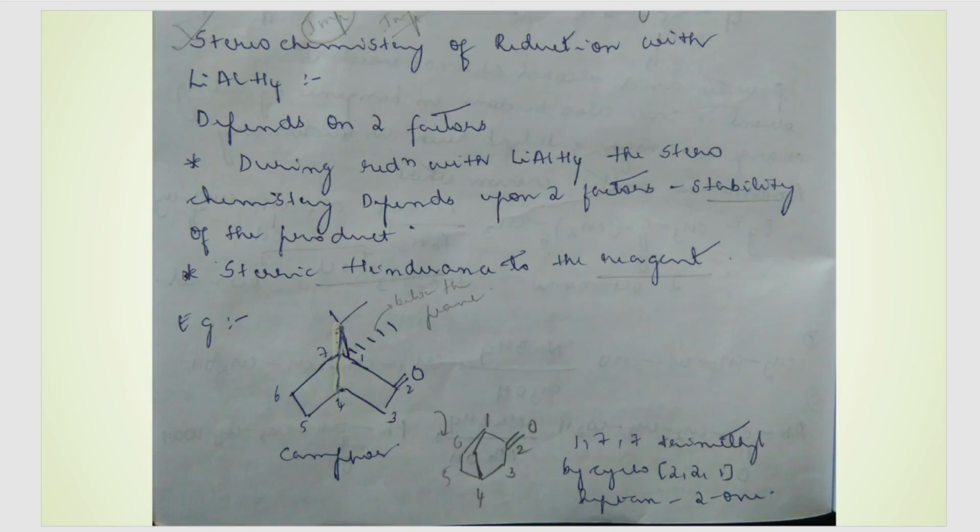Next is the stereochemistry of reduction with lithium aluminum hydride. Stereochemistry tells us what exactly the type of product obtained is. Is it axial or equatorial? How are the groups arranged, etc.? During reduction with lithium aluminum hydride, the stereochemistry depends upon two factors: the stability of the product that is formed, and steric hindrance to the reagent, that is, when the reagent is attacking, how much steric hindrance there is. We are studying stereochemistry in the case of camphor.